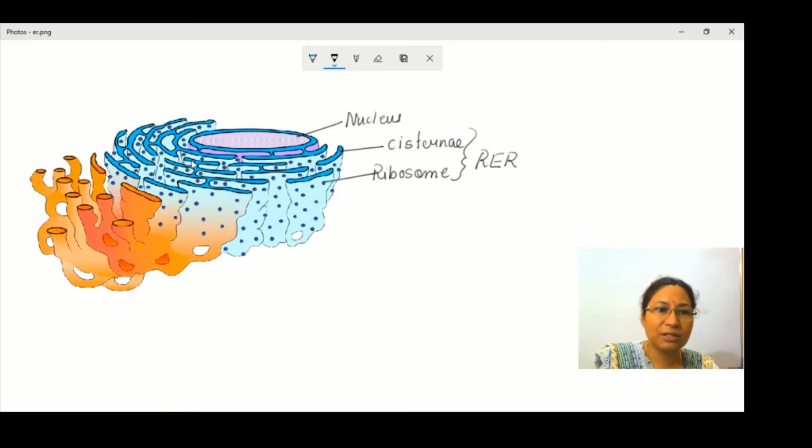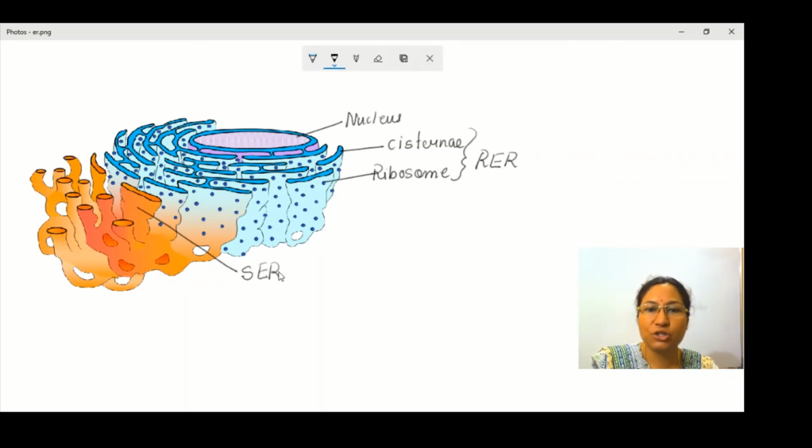Now, just after this cisternae, we see certain other structures which may be a little tubular in shape, flattened sac-like. These are also cisternae-like structures, and some may be a little roundish and cylindrical. And these sometimes show some branching also. We can see certain branchings here. Now, these where the ribosomes are absent, this kind of endoplasmic reticulum is called smooth endoplasmic reticulum.